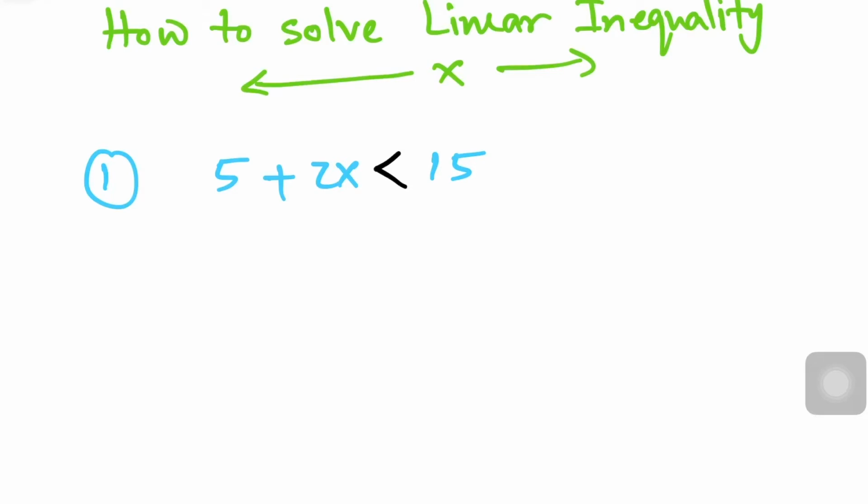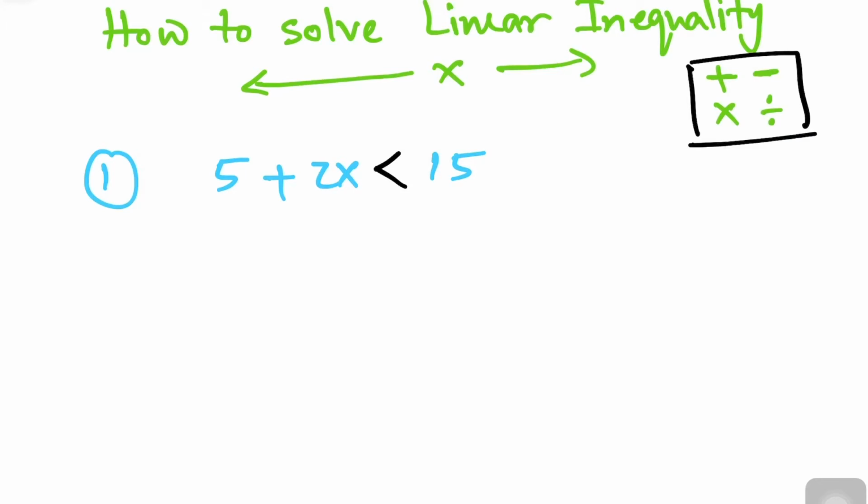So the best way to solve any linear equation or linear inequality, think of these signs. So if you have a plus sign, you're going to minus it, okay? If you have multiplication, you're going to divide it, okay? So that's what I generally do. If you have a plus sign, subtract. If you have multiplication, you divide, or do vice versa, okay?